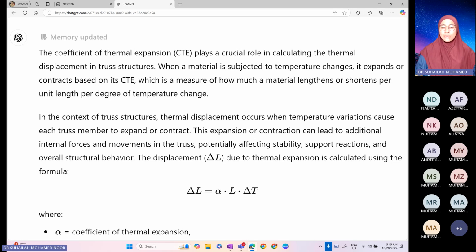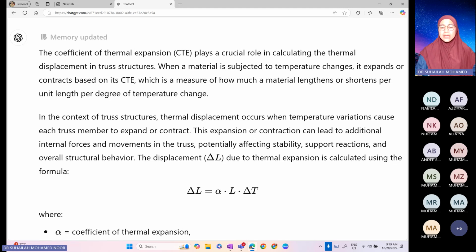Okay, so when a material is subjected to temperature changes, it expands or contracts based on its coefficient of thermal expansion, which is a measure of how much a material lengthen or shorten per unit length per degree of temperature.